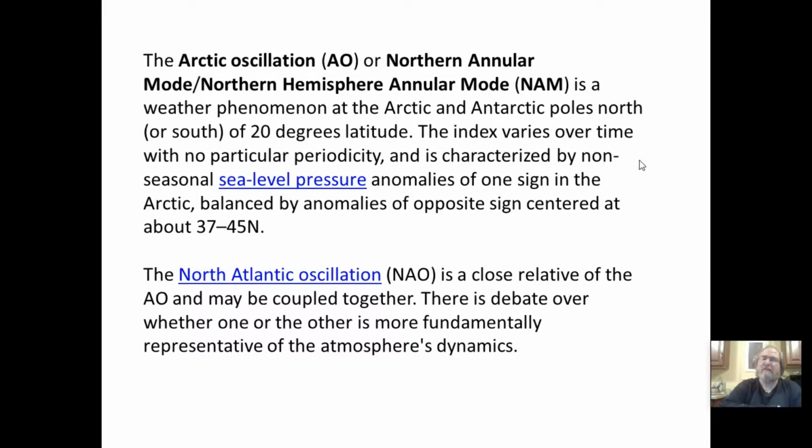Anyway, the index varies over time with no particular periodicity and is characterized by non-seasonal sea level pressure anomalies of one sign in the Arctic, balanced by anomalies of opposite signs centered at about 37 to 45 degrees north. The NAO is a close relative of the AO and may be coupled together. There is debate over whether one or the other is more fundamentally representative of the atmosphere's dynamics.